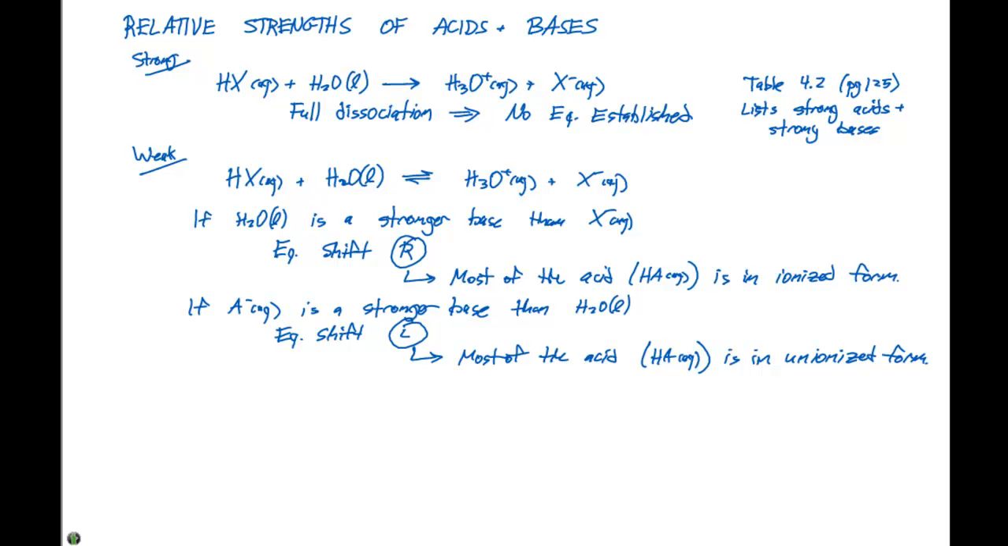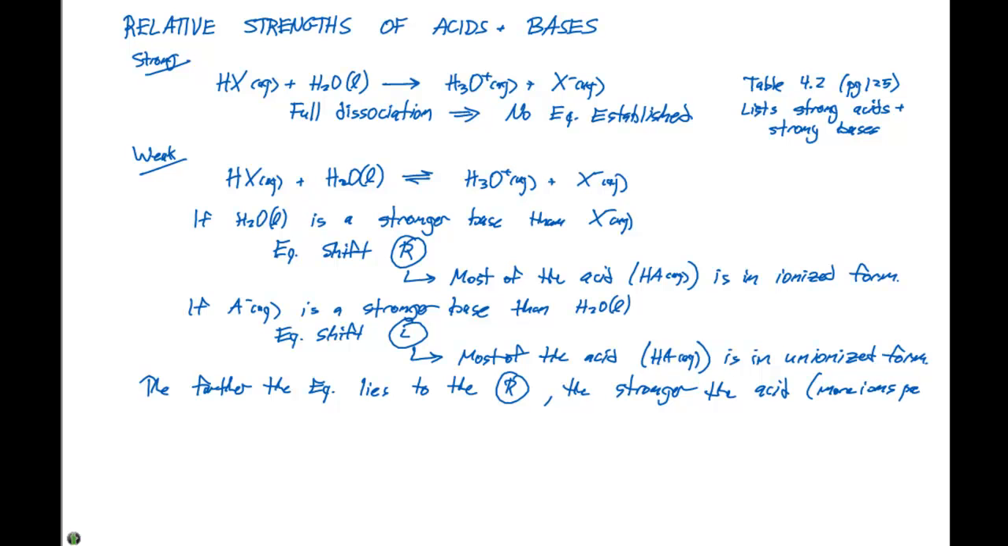Another thing that we can say from this is that the farther the equilibrium lies to the right, the stronger the acid, and we're going to have more ions present. One way to also look at this is we can look at the relative strength of an acid and its conjugate base.